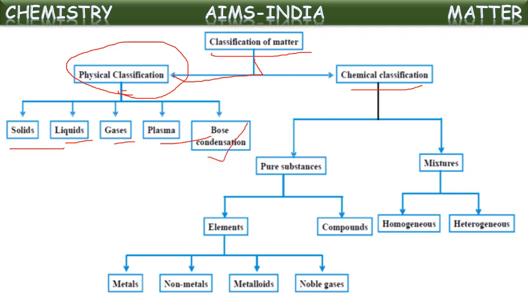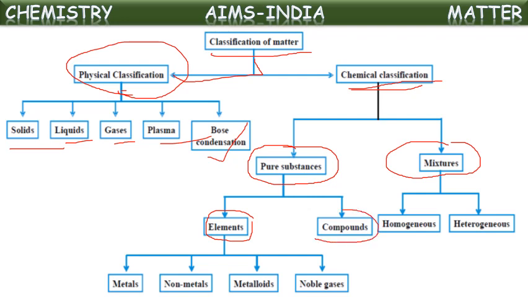Let's come to the chemical classification of matter. This chemical classification has pure substances and mixtures. Again, these pure substances are classified into two types. The first one is called elements and the second one is called compounds. Coming to the mixtures, these are also classified into two types: homogeneous mixture and heterogeneous mixture. We'll study what is a pure substance, what is a mixture, what is an element, compound, homogeneous mixture and heterogeneous mixture. About each individual definition we will study.